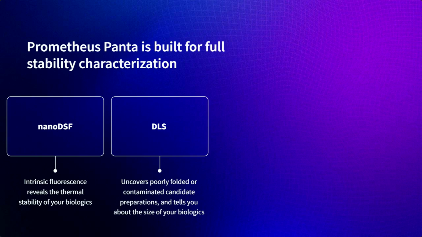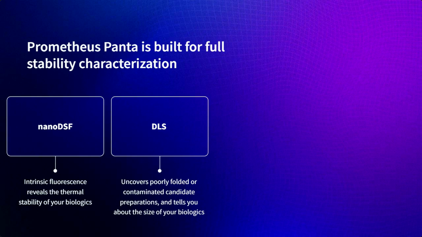DLS tells you about the size of particles in solution. It's helpful for identifying if your cleanup process wasn't complete, or if there is unconjugated drug remaining, or if there are aggregated populations in the prep. It's also used to predict propensity for aggregation or viscosity at higher clinically relevant sample concentrations.